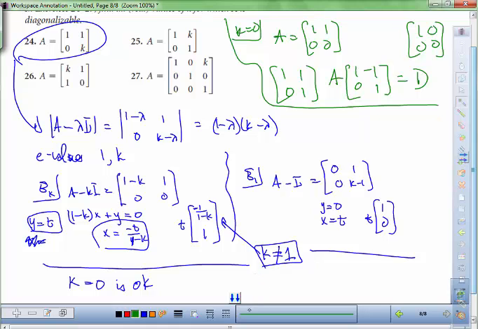So this is the only restriction. For A to be diagonalizable, we have to make sure that k is not equal to 1.